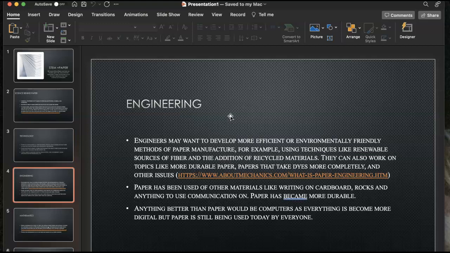Engineering, so the creation behind paper has been used on other materials like writing on cardboard and rocks and anything that people have used. And it's crazy because people use paper every single day. It's not just technology either. Your job, anything, your school, everyone uses paper. You could probably look up in your room and see paper somewhere. Everyone has paper.